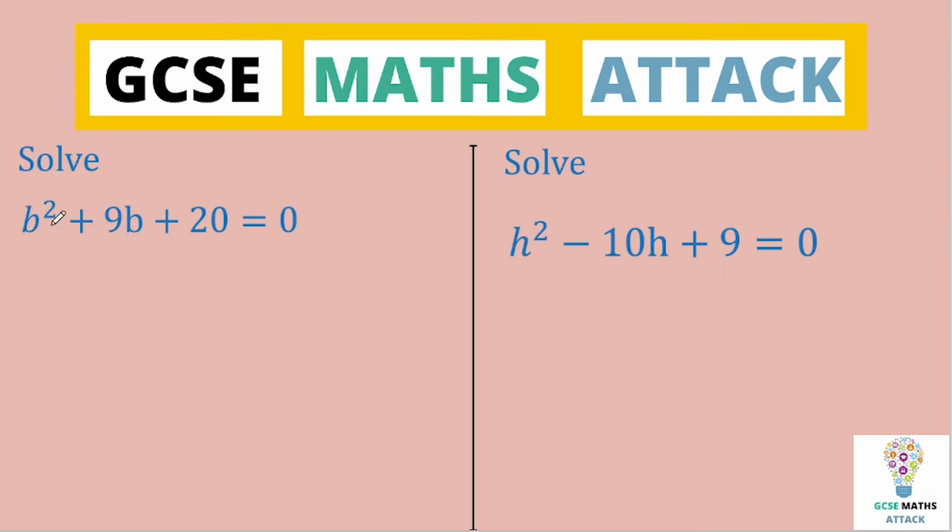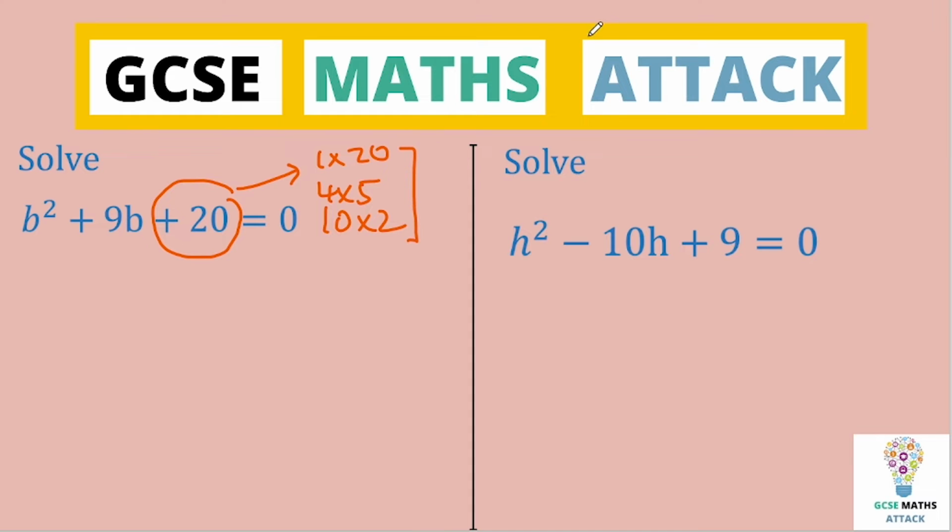Okay, so the first thing you need to do is write down all the factors of 20. So one of the factors of 20 will be 1 times 20. The other will be 4 times 5. And the other will be 10 times 2. So which numbers can I add and subtract that can give me 9b? I have identified my 4 and 5. What can I do to my 4 and 5 to give me 9? I can do plus 5 and plus 4.